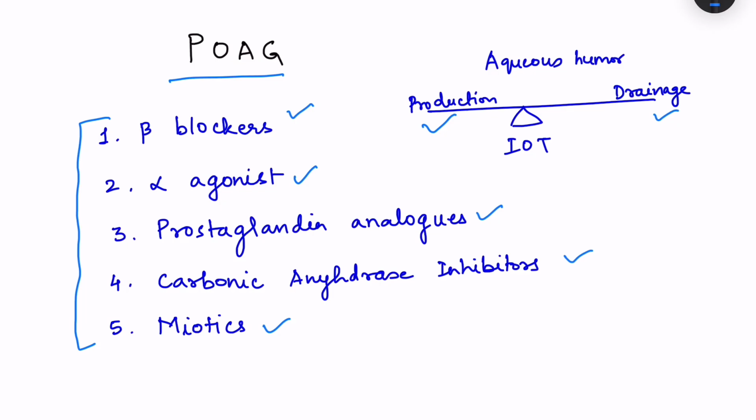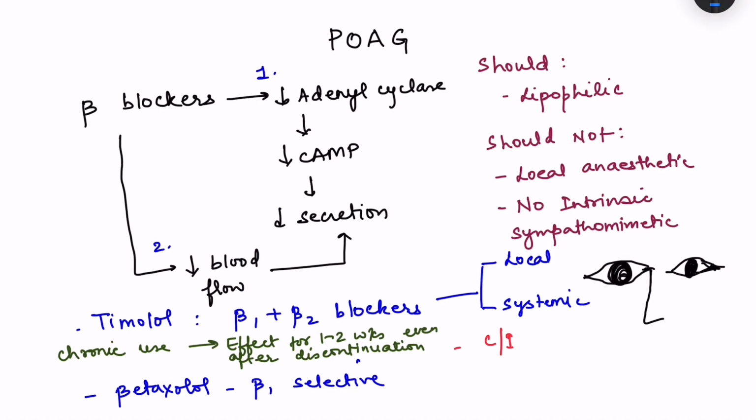So first one is beta blockers. So how will the beta blockers act? Well, we have seen before that the blood vessel as well as the ciliary epithelium has beta receptors.